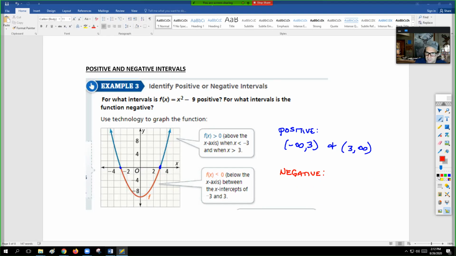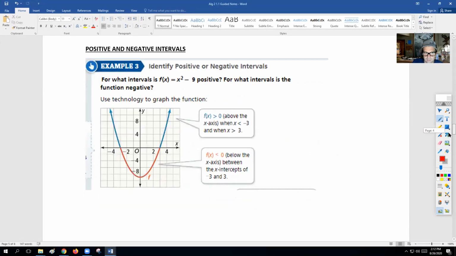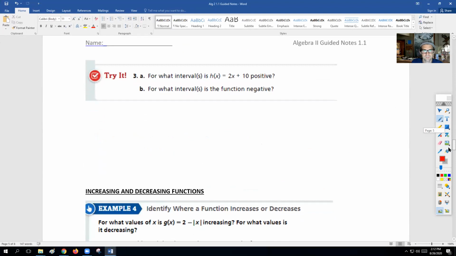Oh, I did see a mistake I made. Right here, that should be a -3. All right, so our negative, we're below the x-axis from -3 to +3. And that's the only set we would have. And those would also be open brackets because those points, -3 and +3, are at 0, which doesn't have a value. Okay, so let's keep that concept going here as we move on.